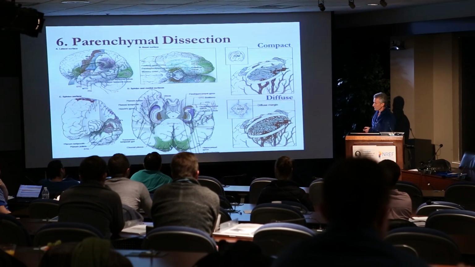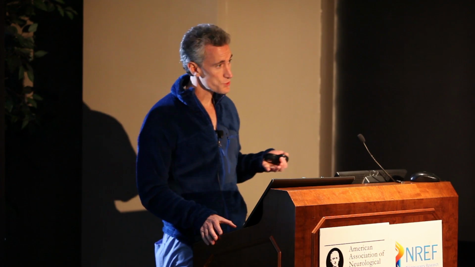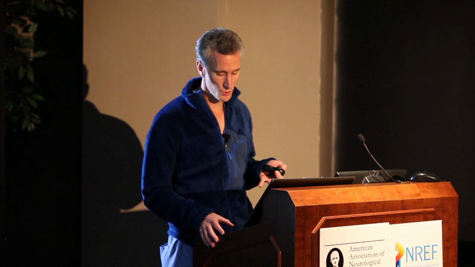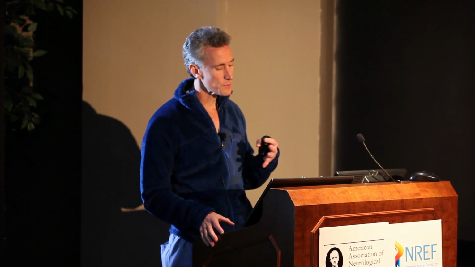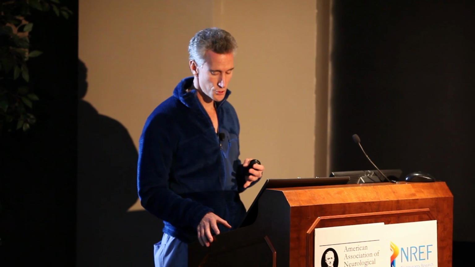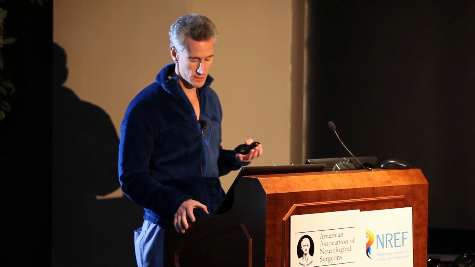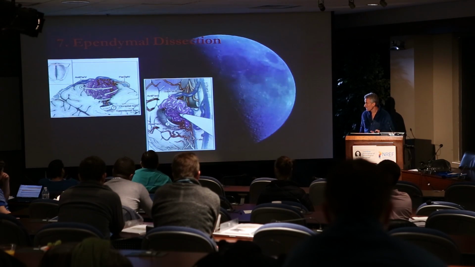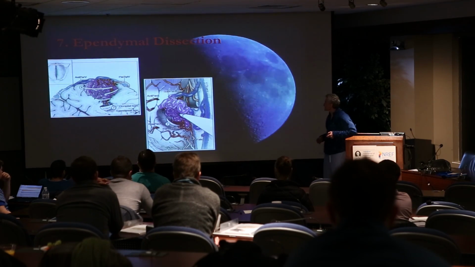This is to just make the point about eloquence. You've got to know your eloquent areas, and you've got to respect those. There's some variability depending upon the individual anatomy. Sometimes functional MRI will show that anatomy has been shifted. Sometimes you have to just go with the traditional anatomic eloquence, but it's important to know where you are and to respect that.